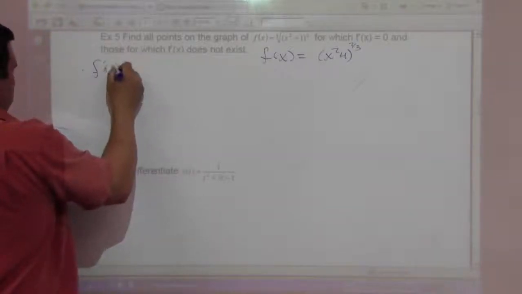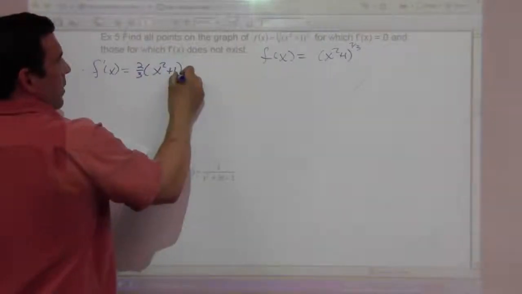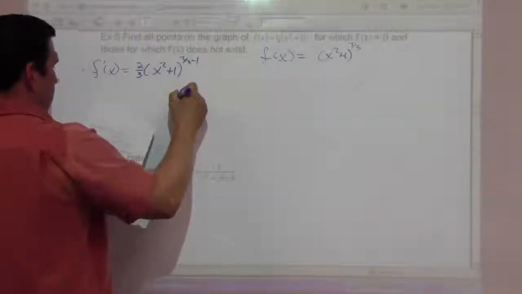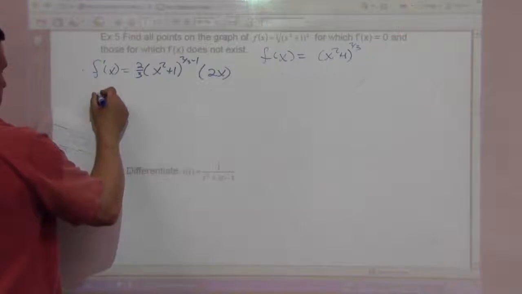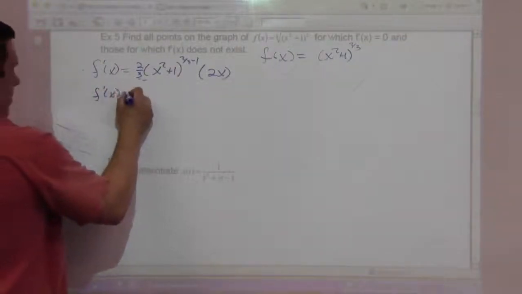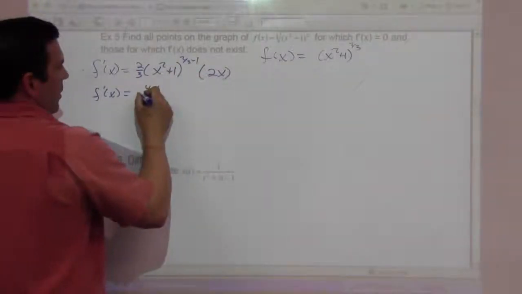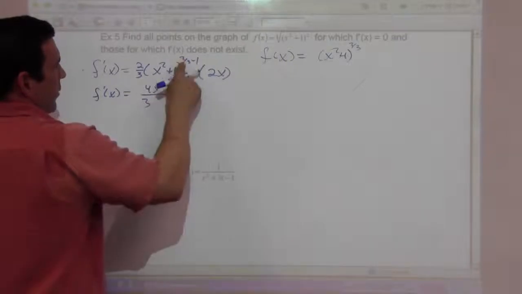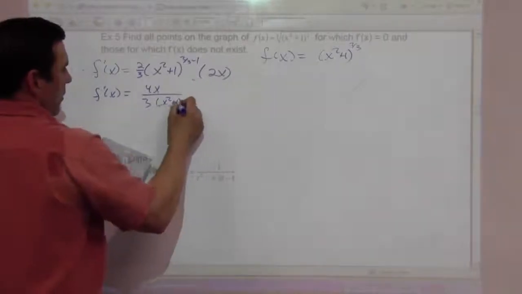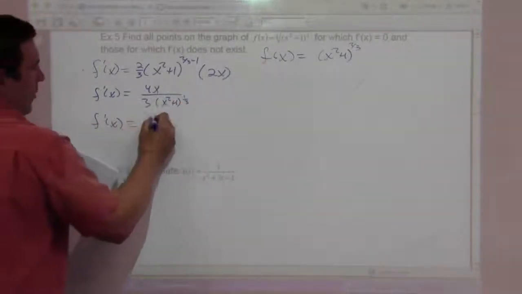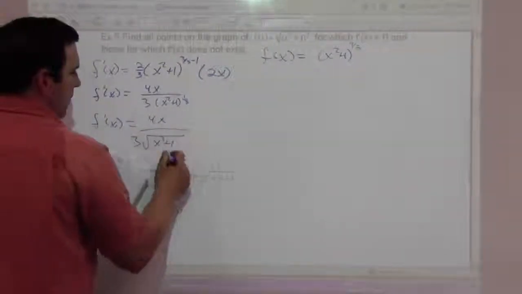Our first derivative is going to be that power comes out front, 2/3 times x squared plus 1 to the 2/3 minus 1 times 2x, the derivative of what's inside. So our derivative is going to be what? 2 times 2x is 4x over 3. 2/3 minus 1 is negative 1/3, so we have x squared plus 1 to the 1/3. Or f prime of x could be seen as 4x over 3 times the cube root of x squared plus 1.